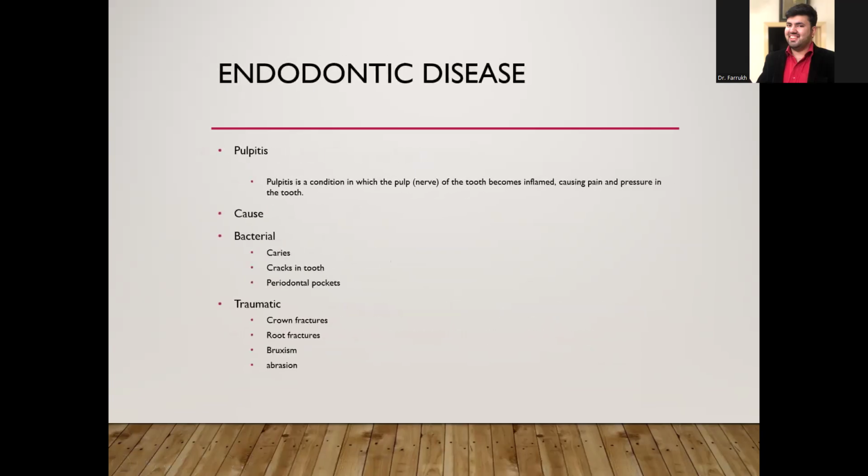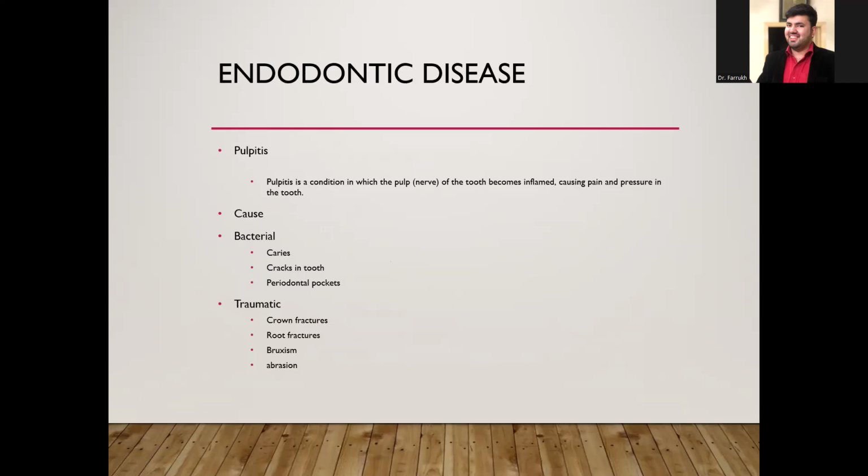Anatomic disease. For patients with anatomic disease, you also give antimicrobial agents, such as in the case of pulpitis. Pulpitis is a condition in which the pulp nerve of the tooth becomes inflamed, causing pain and pressure in the tooth. So what can be the cause of pulpitis?